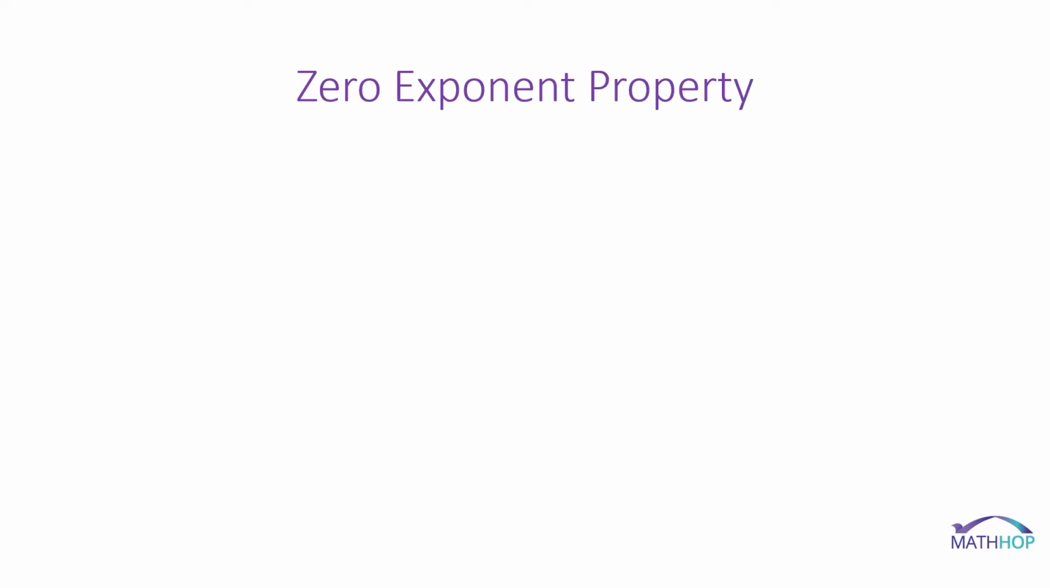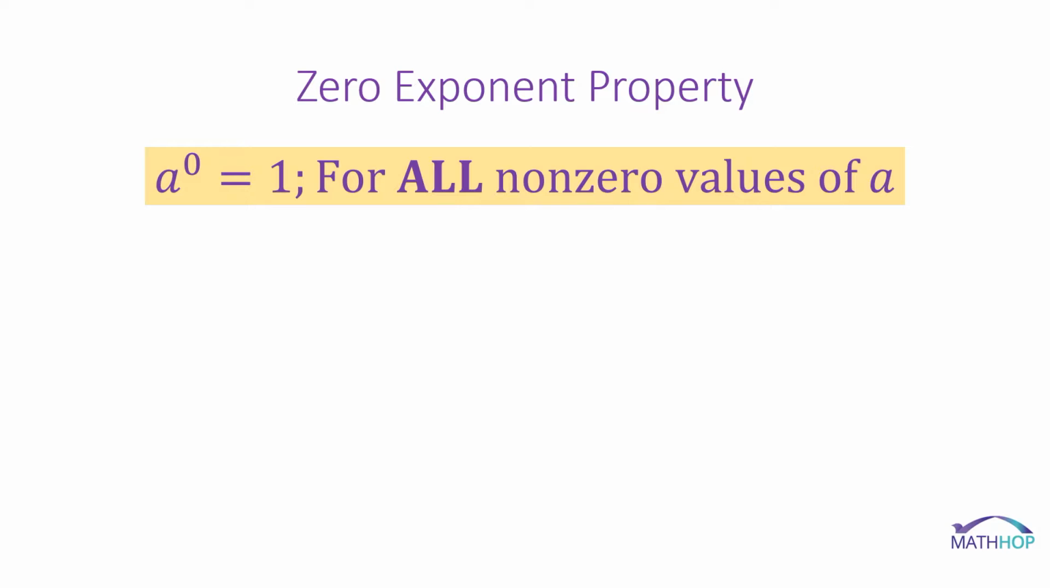All right, so what does the zero exponent property say? It simply states that if you have a quantity A and you raise it to the 0 power, for every single non-zero value of A, the result will be 1. Anything to the 0 power is 1 for all non-zero anythings. Let's look at a few of these.